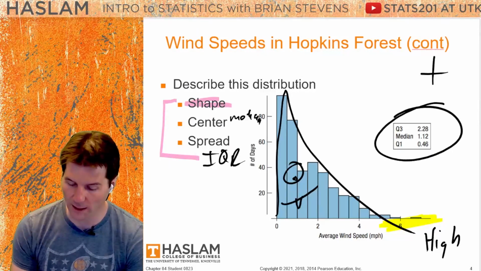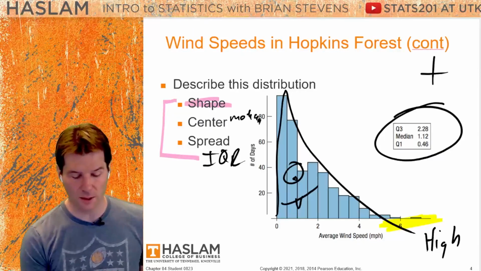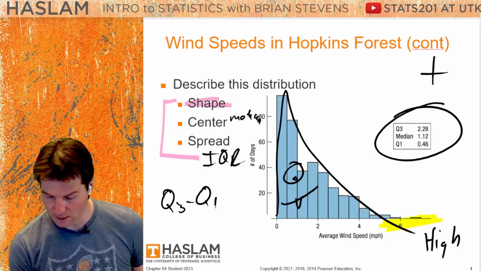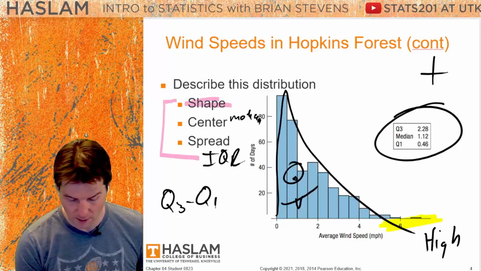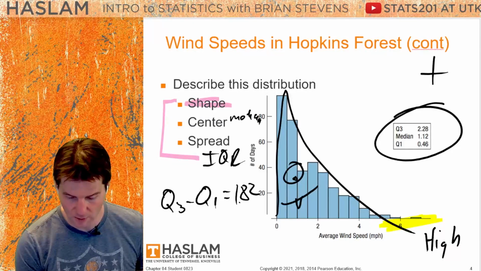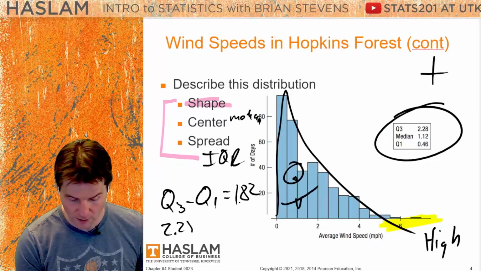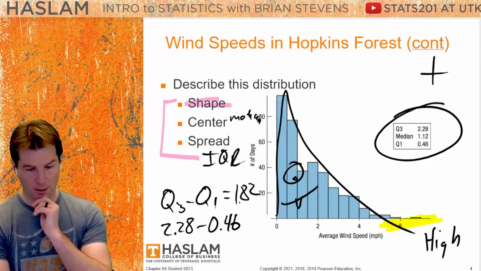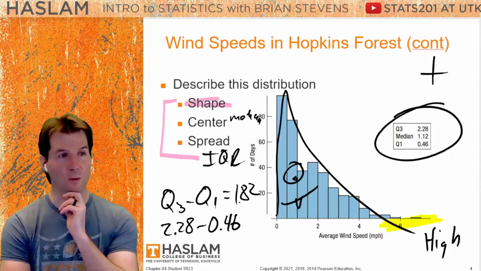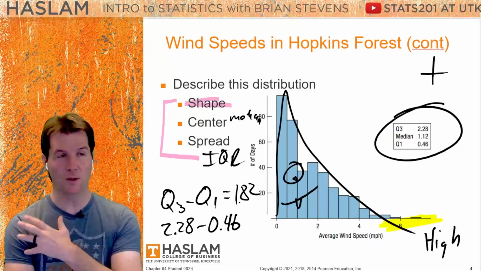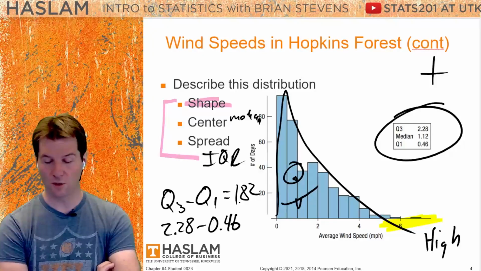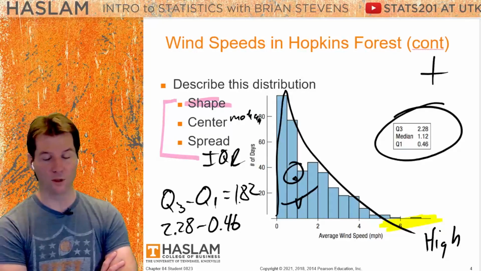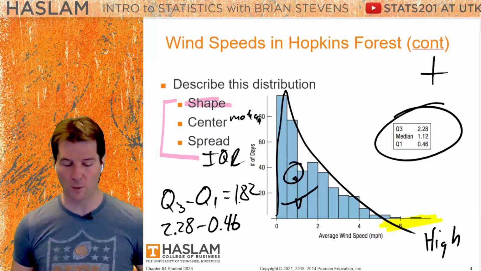And those numbers are reported right here. The Q3 and Q1 are given, so we need to take Q3 minus Q1 to find the IQR, and that's going to be 1.82, and that's found by doing 2.28 minus 0.46, double checking it right there. That looks to be correct. 1.82 is the range of the middle 50%. Remember, the IQR is the range of the inner quarters, and the 50th percentile would be that 50% of wind speeds are at or below 1.12, or 50% of wind speeds are at or above 1.12.